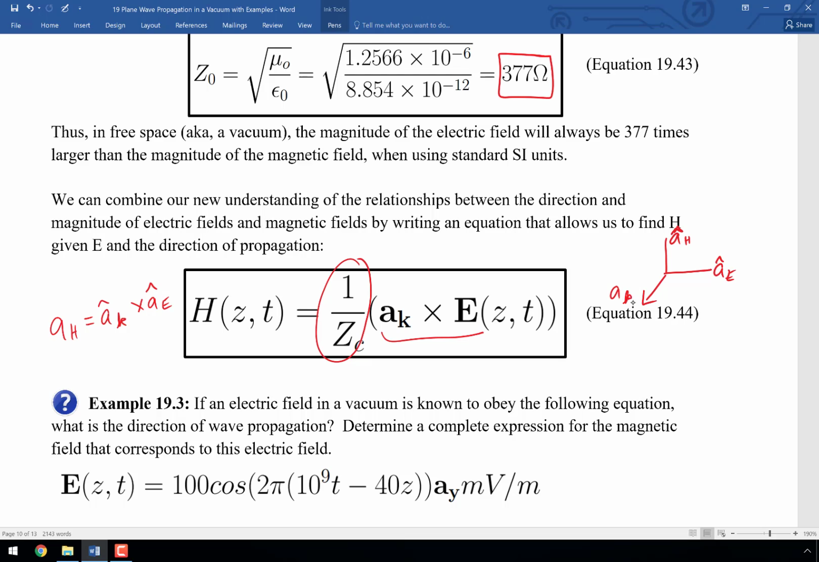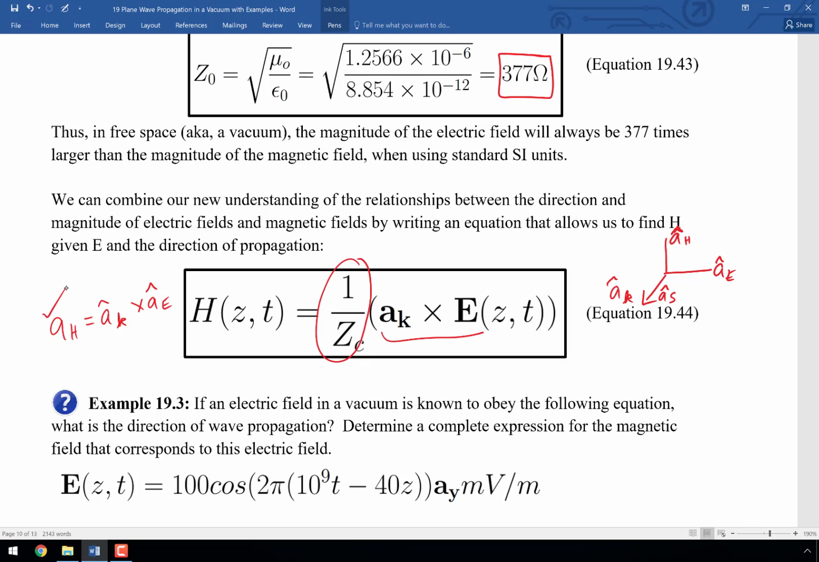So this is A sub K, which is also A sub S. If I wanted to say what is A sub K crossed with A sub E, I put my fingers in the direction of A sub K, curling them toward A sub E, and then in fact I do get A sub H, so this equation is in fact valid. And that's really how we're putting in the relationship here.